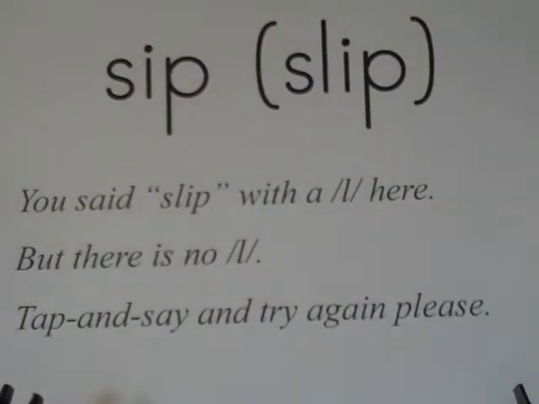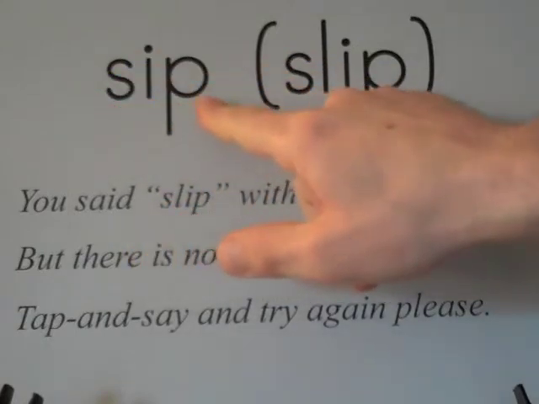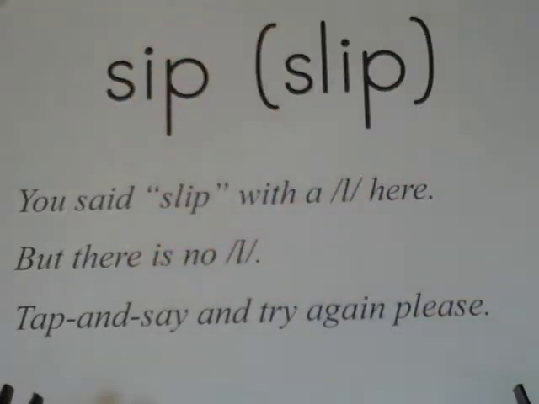Another error a student could make would be to add a sound. For instance, saying slip when he sees the word sip. Here's your correction. You said slip with an l here, but there is no l. Tap and say, and try again, please.